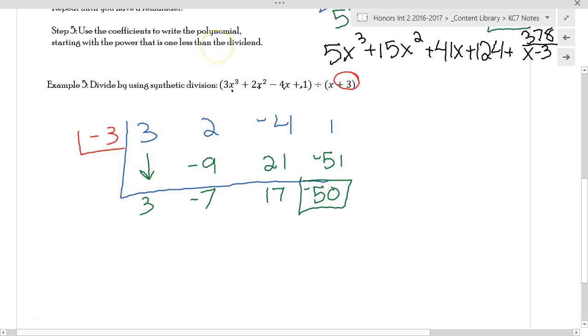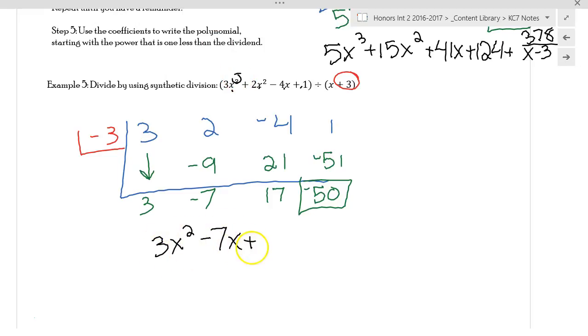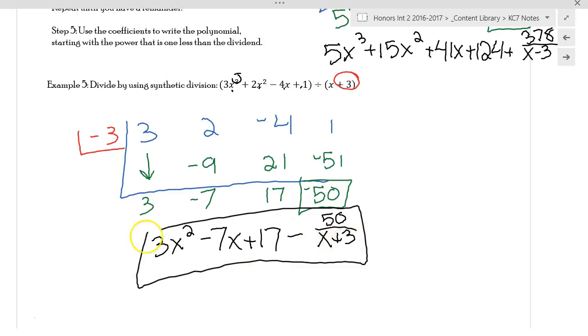So then again, my final step is, I started with a cube, so here I'm going to start with a square. And then I'm going to write this as a fraction, -50 over x plus 3. There's my answer. Okay? So synthetic goes a lot faster, but it does take practice.